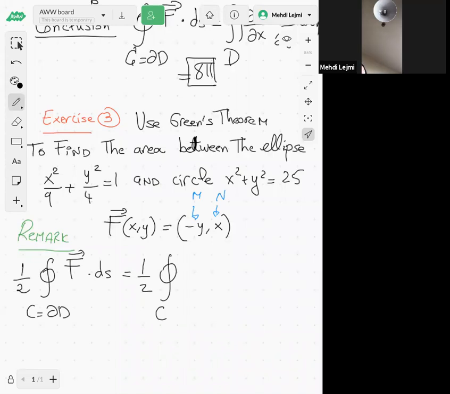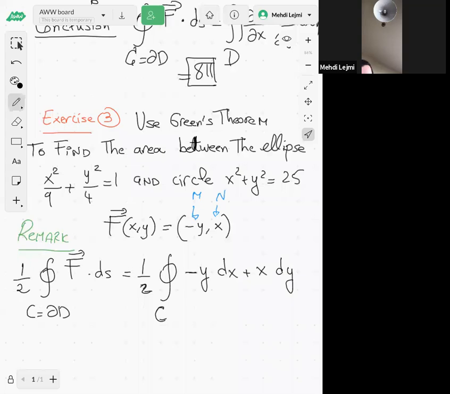So this would be equal, by Green's theorem. So I'm going to apply just Green's theorem here. Write down here for you. So that will be equal to minus y, the first component of F, minus y dx plus x dy.